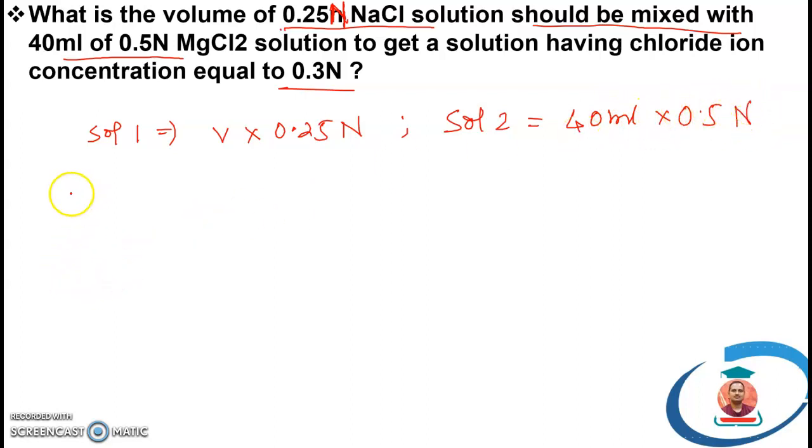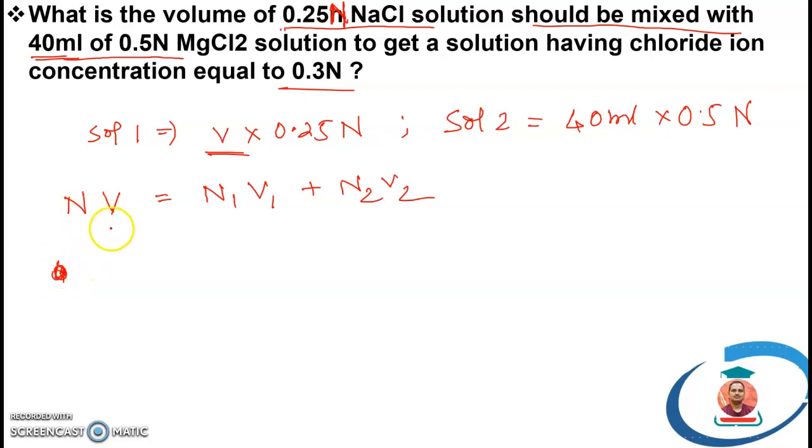So we know the normality formula. If N is the normality of the resulting solution and volume is V, then NV equals N1V1 plus N2V2. Here, initially the MgCl2 volume was 40 ml, and the volume of sodium chloride we don't know; we have assumed it is V. So the final volume should be 40 plus V.